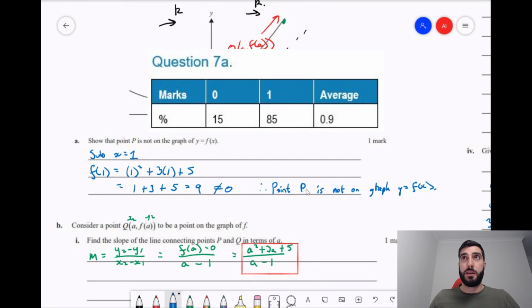Other students used the discriminant and found that to be negative. However, they didn't relate it to the question. So it's really important to make it clear. And sometimes the easiest or the best thing you can do is just include a short sentence.